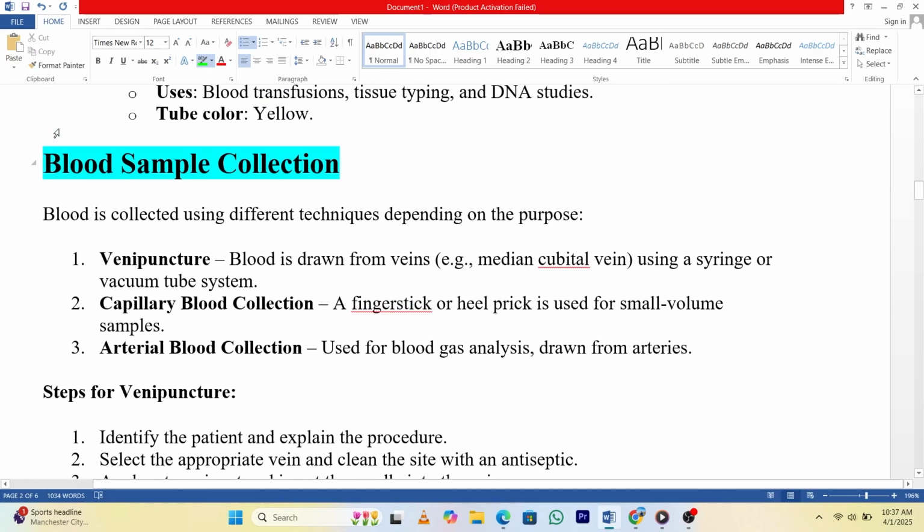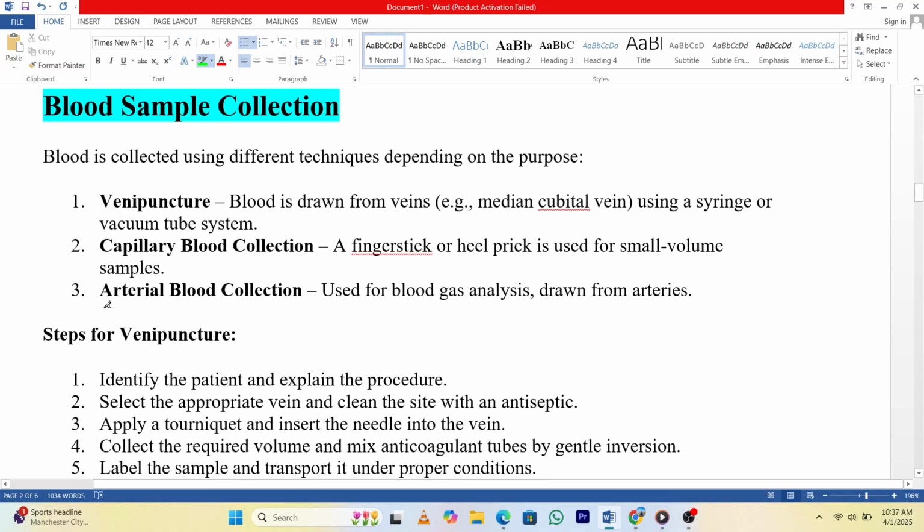Blood sample collection. Blood is collected using different techniques depending on the purpose. 1. Venipuncture: blood is drawn from veins, e.g., median cubital vein, using a syringe or vacuum tube system. 2. Capillary blood collection: a fingerstick or heel prick is used for small volume samples. 3. Arterial blood collection, used for blood gas analysis, drawn from arteries.